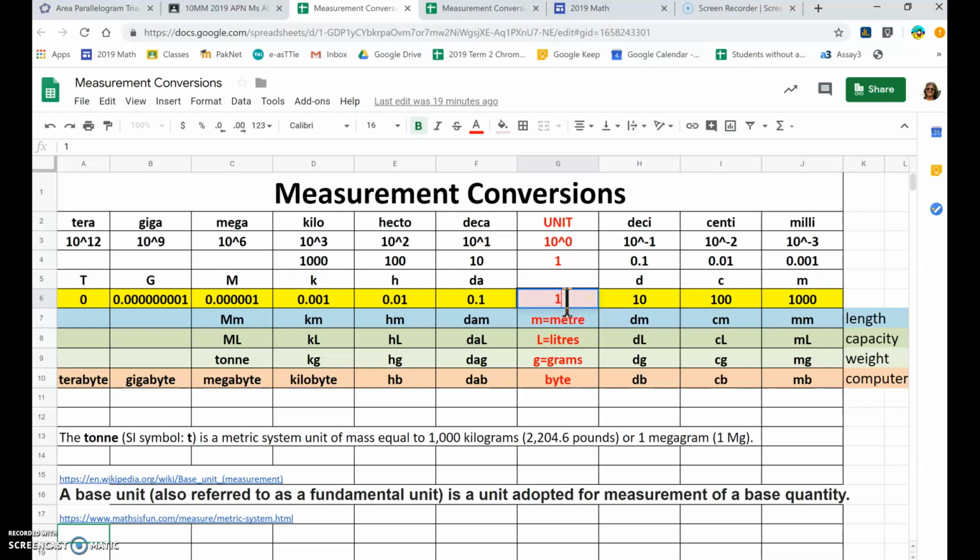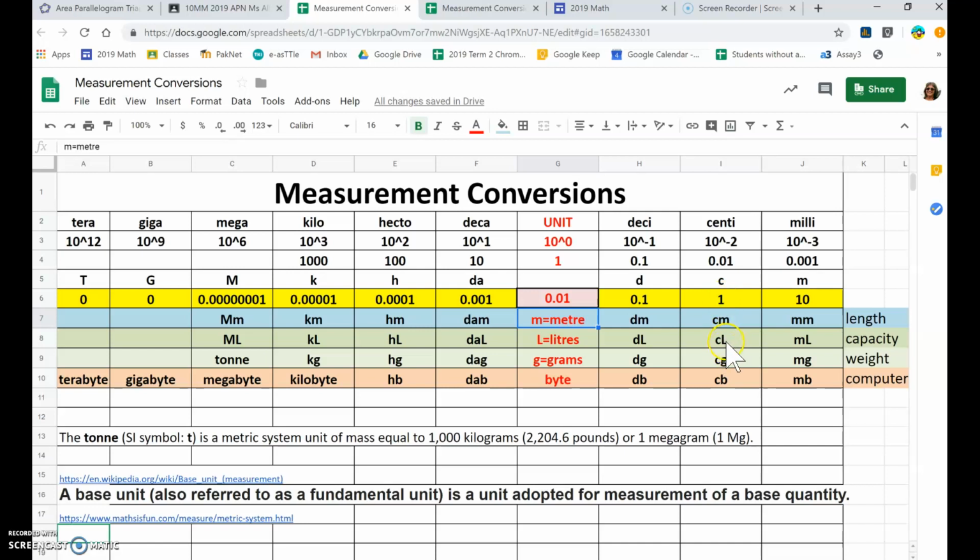If I put here 100 meters, I'm going to get one. Oh, hang on. Sorry, where am I? If I get 1,000 meters, I'm going to get 1 kilometer. If I've got 1,000 litres, I've got 1 kilolitre. If I've got 1,000 grams, I've got 1 kilogram. If I've got 0.01 of a metre, I've got 1 centimetre.